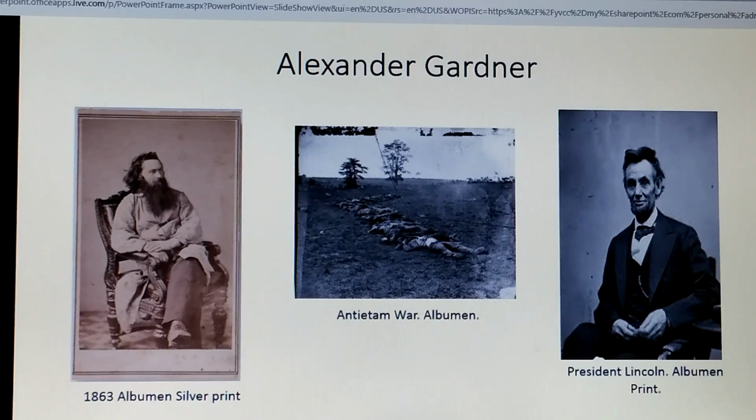And here are three photographs of Alexander. On the left, there is the portrait of him in 1863, made of albumin print. In the middle, it's a picture of the Antietam War, and as I mentioned before, you can even see the row which dead men lie on in the middle of the battlefield. And on the right, it's a picture of President Lincoln, which is also in the book. And these were all made out of albumin print.